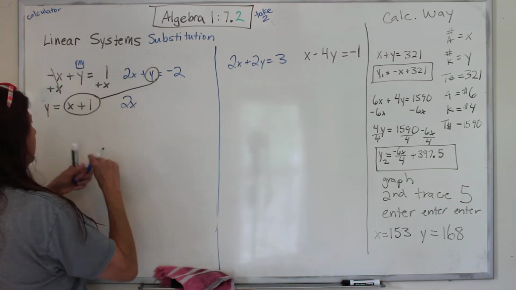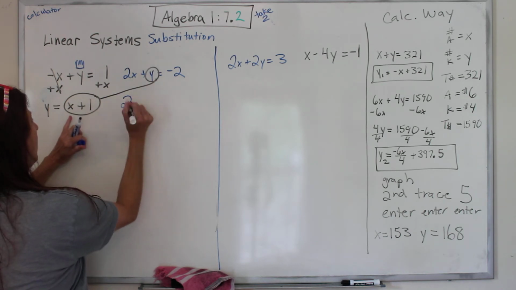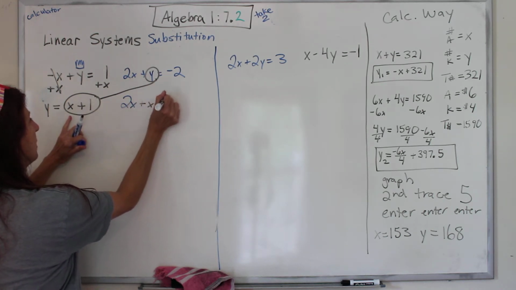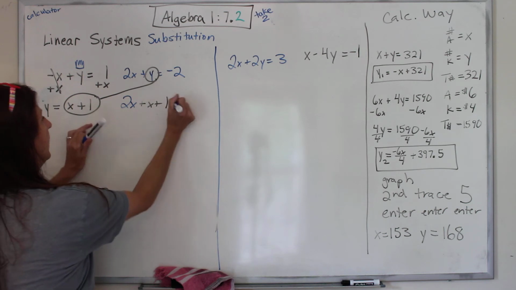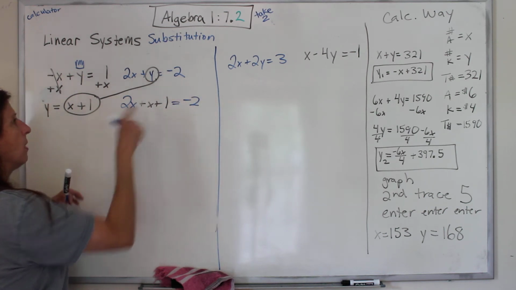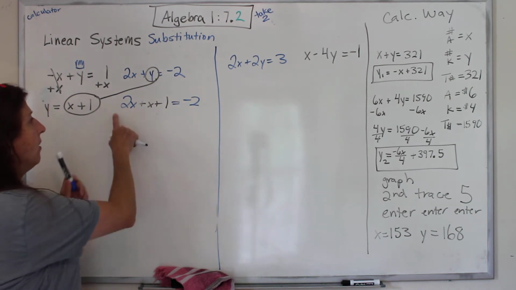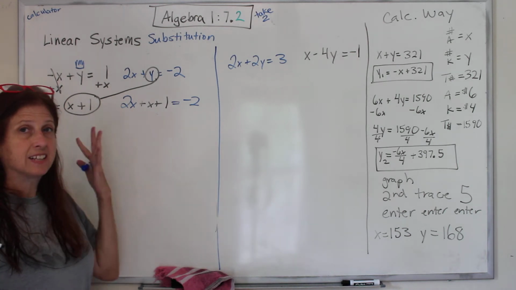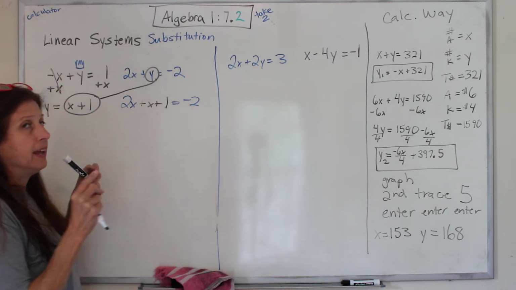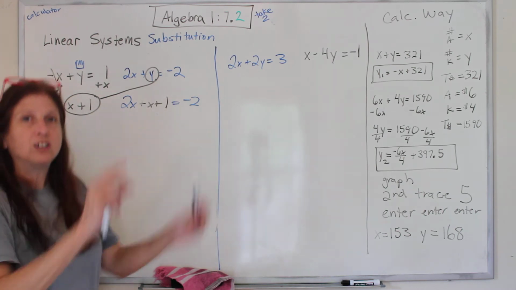2x, now instead of y I'm going to write plus x plus 1 equals negative 2. See how I put that in for y? Now I have an equation with just an x. I can solve for it by gathering up my terms.